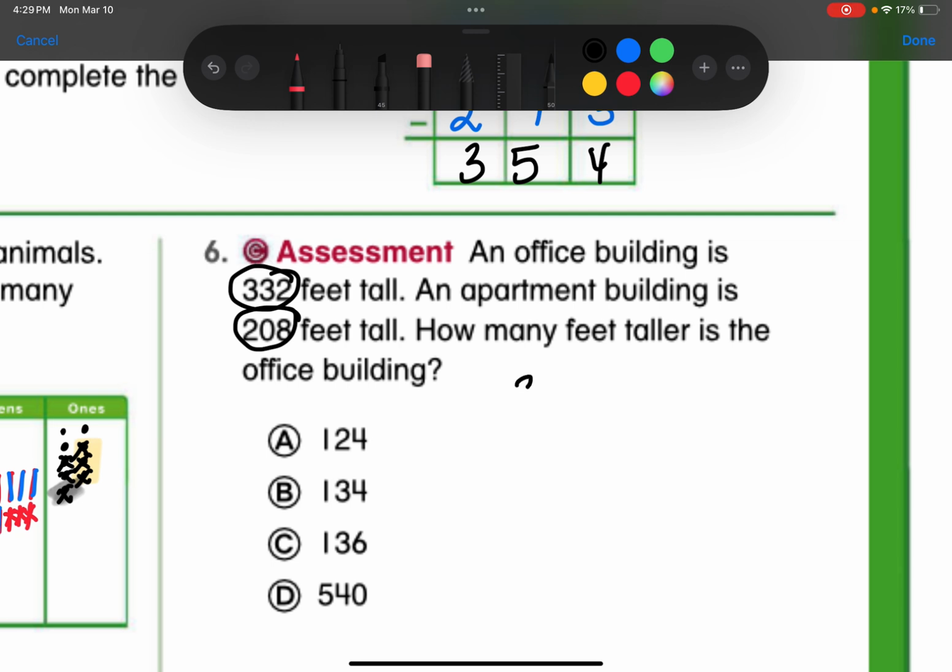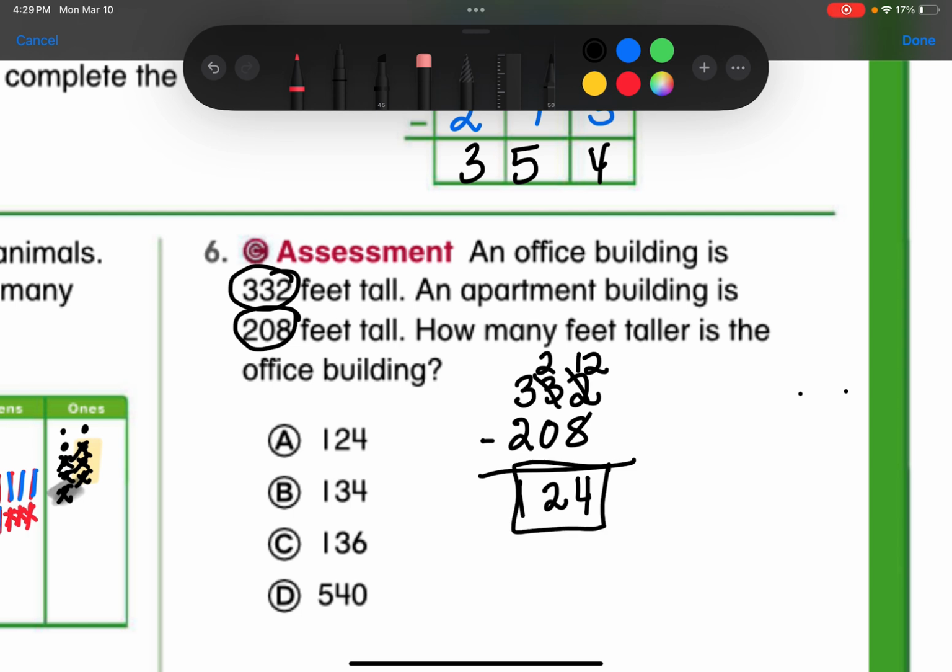So for this equation, we need to do 332 minus 208. Okay, we cannot do 2 minus 8 because there is more on the floor. So that is going to change to a 12. Our tens is going to go down to a 2. And now we can subtract 8 or 12 minus 8 equals 4. 2 minus 0 equals 2. And 3 minus 2 equals 1. So the difference for number 6 is 124.